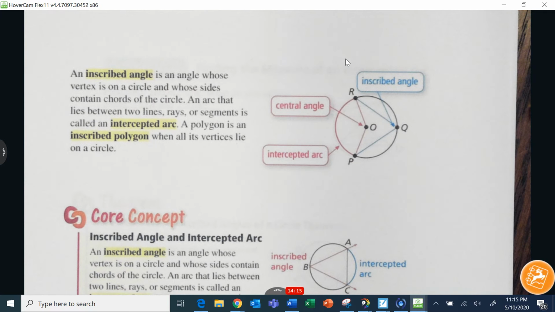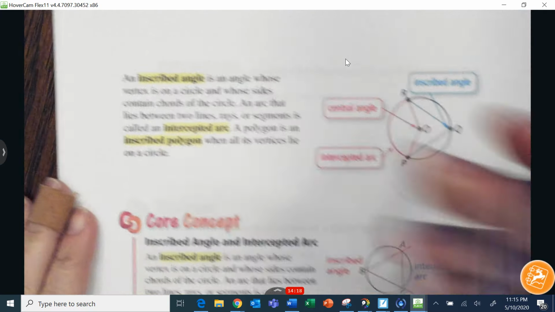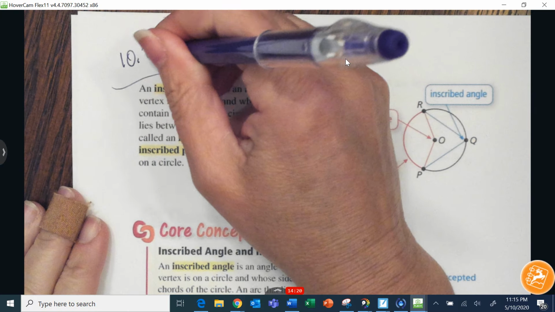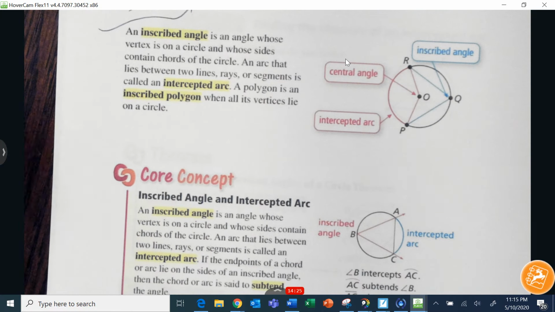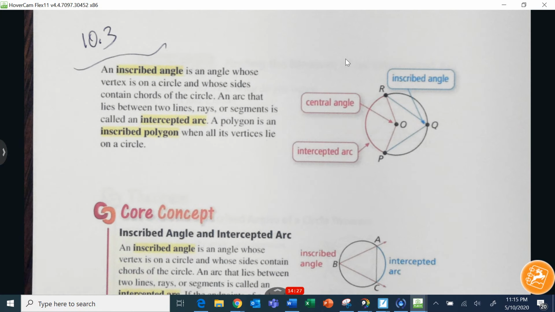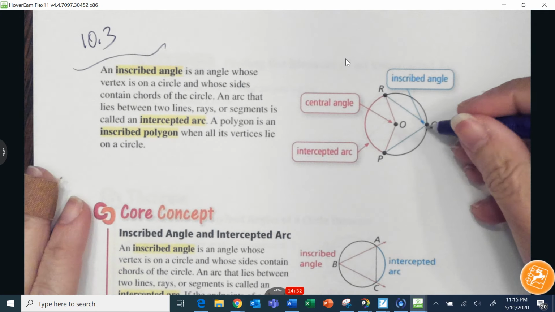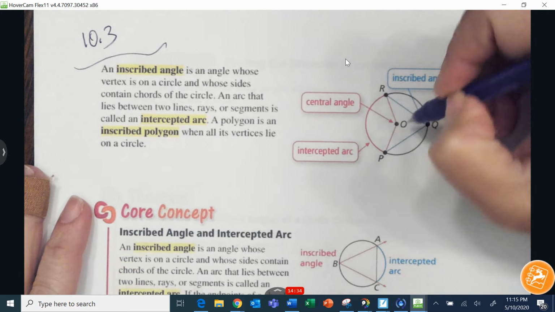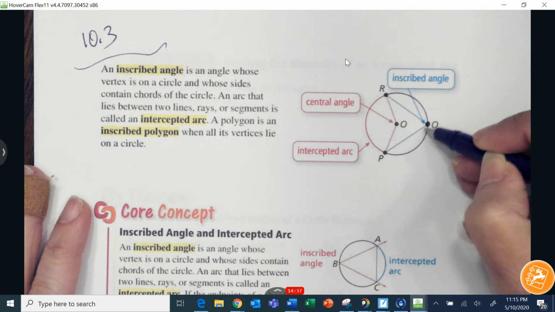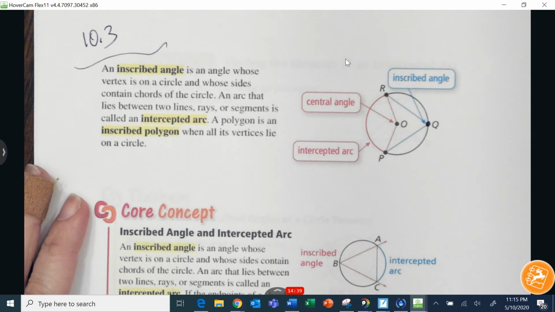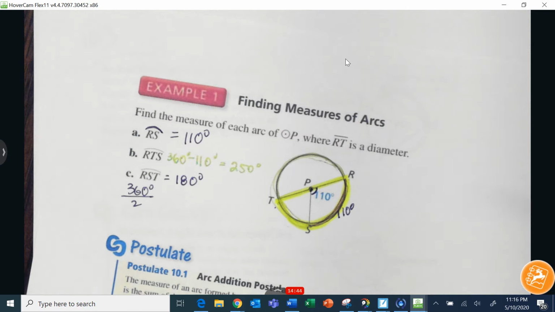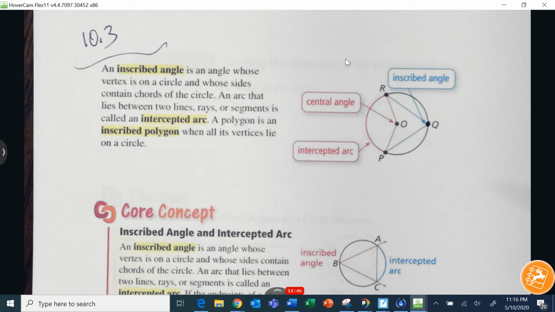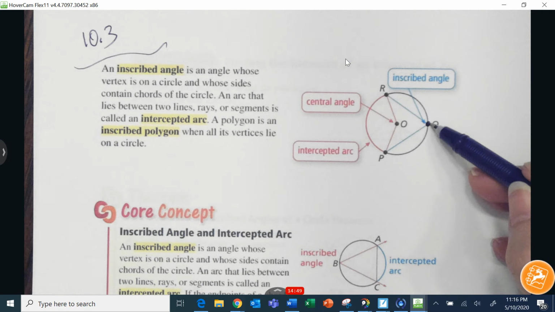All right, and that was section 10.2. So now this is starting section 10.3 in the book. 10.3 has the vocab of an inscribed angle. An inscribed angle is an angle whose vertex is on the circle and the sides pass through the circle as well. So the central angle, the vertex was at the center of the circle. The inscribed angle, the vertex is on the circle itself.